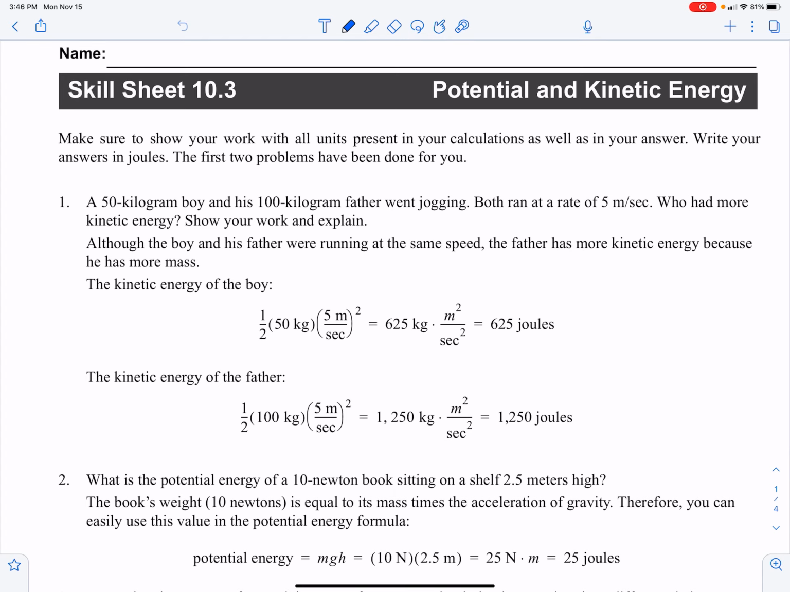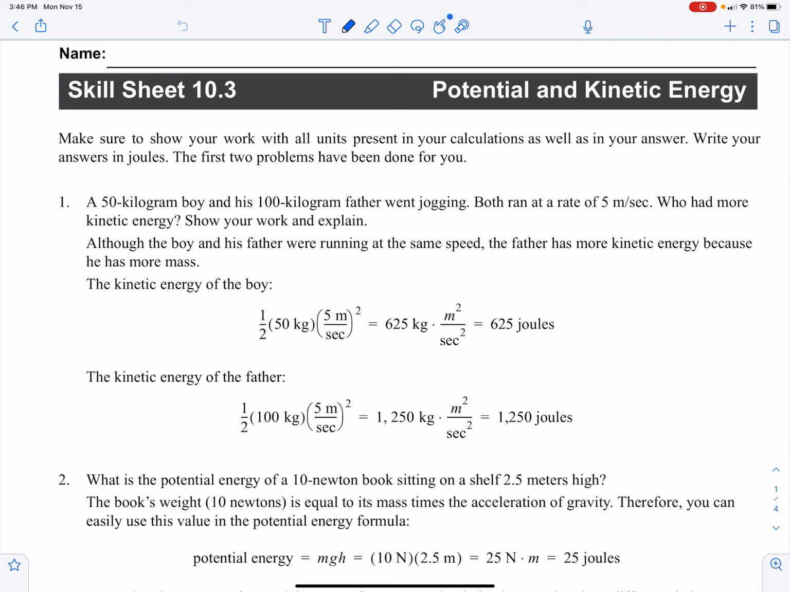Hello. In this video tutorial, we're going to be practicing Skills Practice 10.3, Potential and Kinetic Energy. Remember to have your calculator alongside you so that you can practice this independently yourself. Don't just rely on watching me do it for you. Make sure you can do it too.